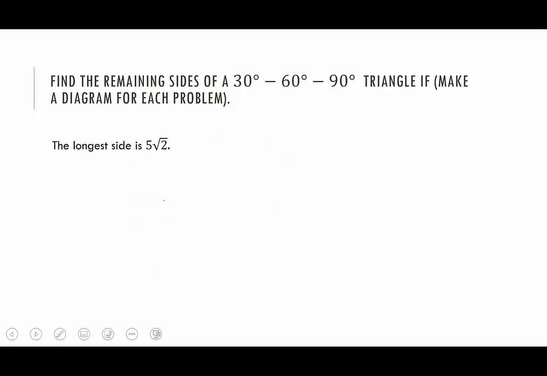Here, the longest side is 5 root 2. So the longest side is always the hypotenuse. I could just say hypotenuse. So this would be 5 root 2. I drew this really isosceles, so I'm going to fix that. Sorry. Let's try this again. That looks better. So now we know that this angle appears to be 60 degrees.